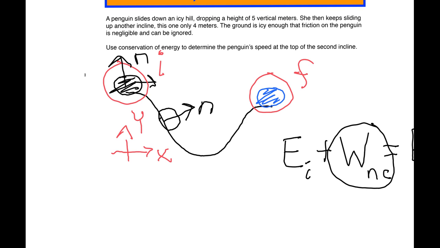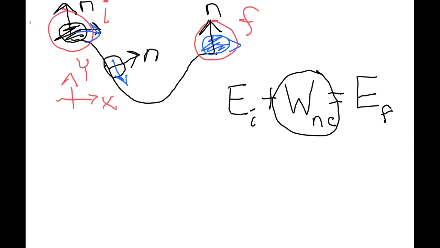As we go partially down the hill, it's again perpendicular. When it's at the top of the second incline, perpendicular. And the penguin's direction of motion, as I indicated here, is always perpendicular to that normal force. It's moving forwards. That means that no work is done by the normal force. Work depends on that force and that distance having some direction in common. If they're perpendicular to each other, no work is done.